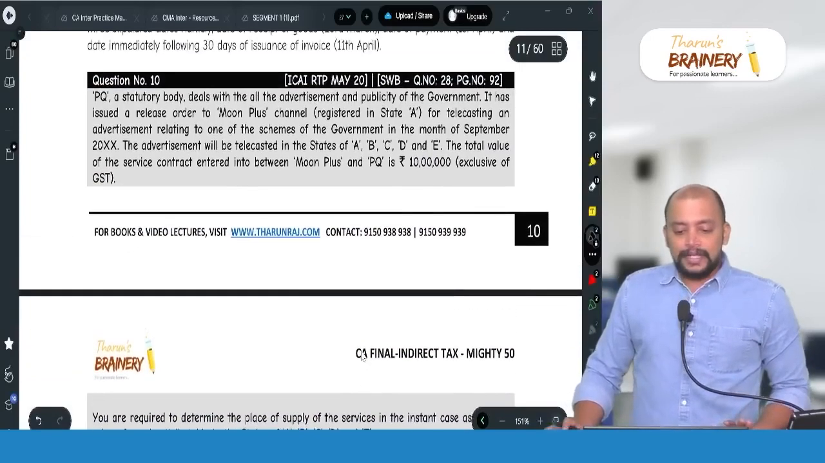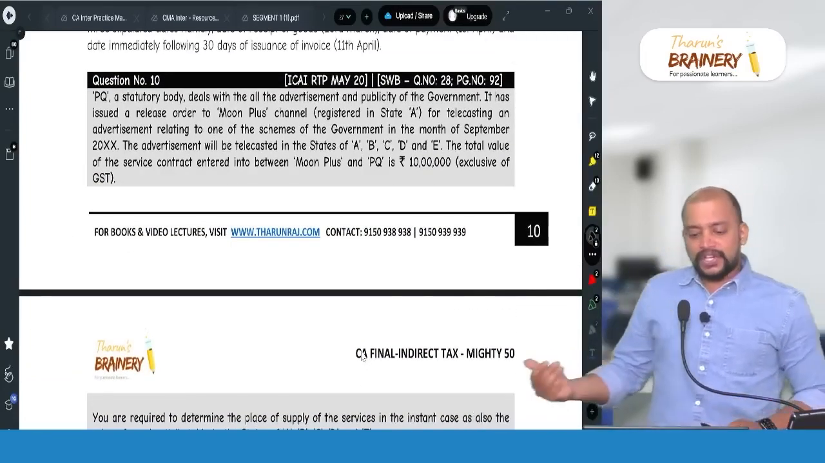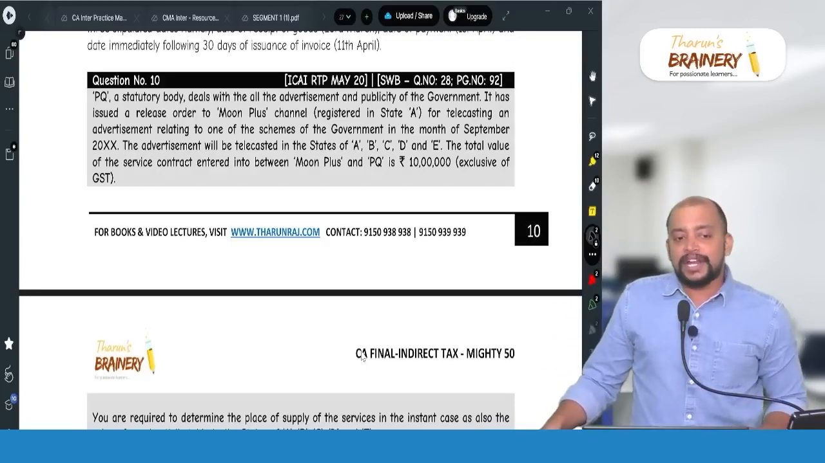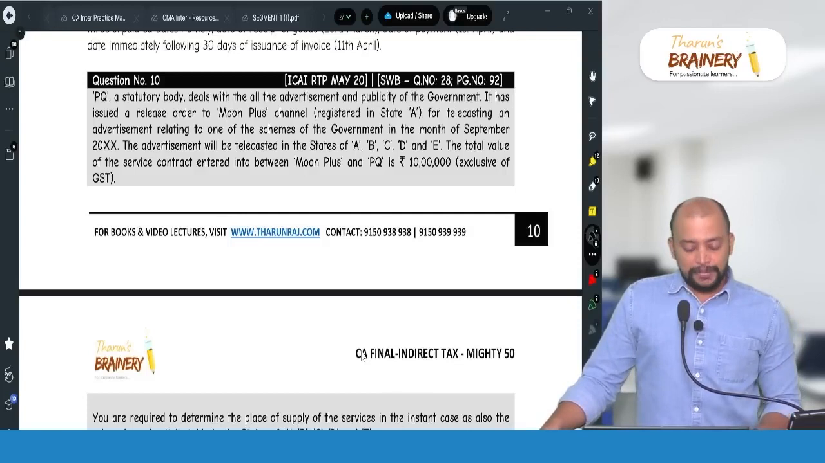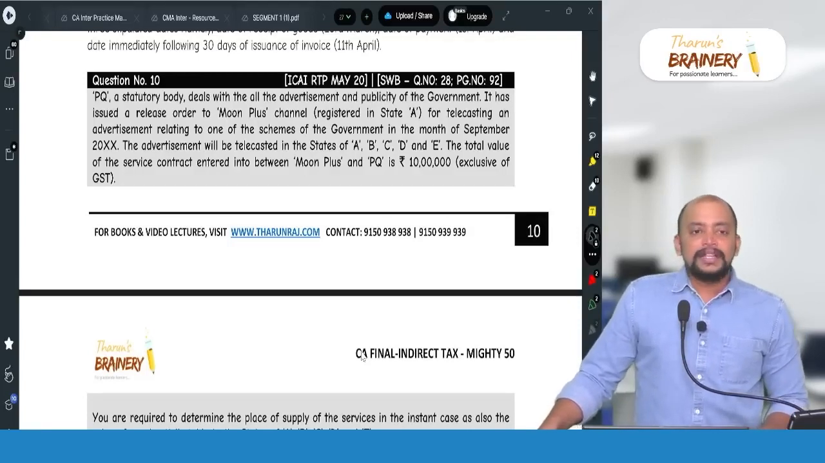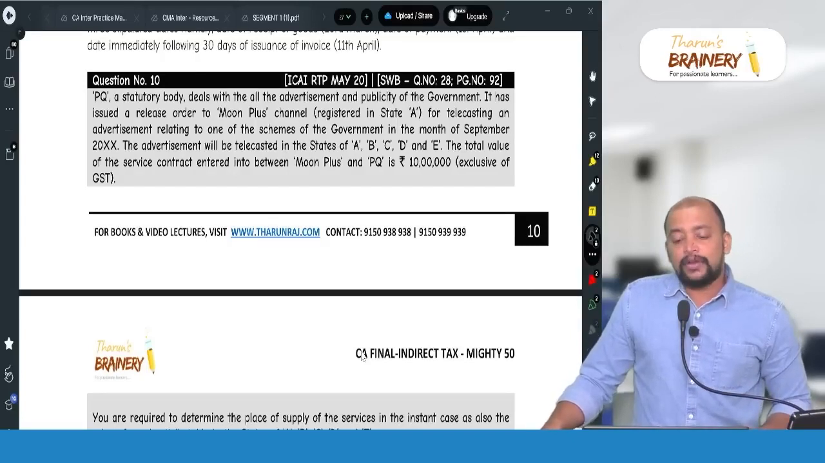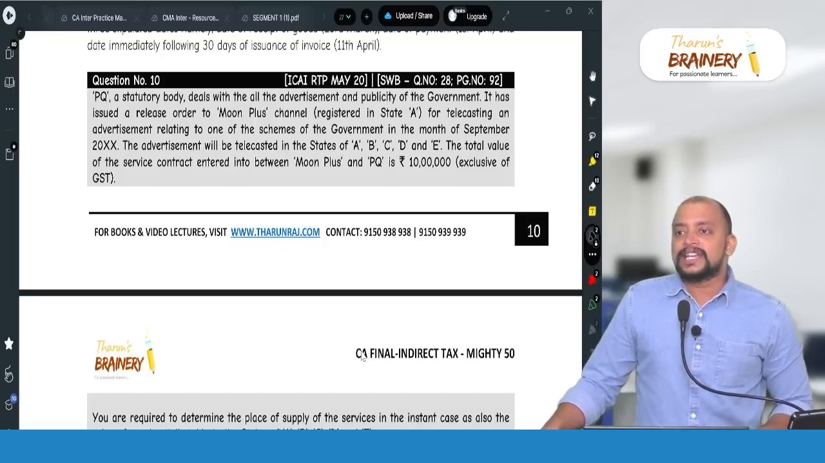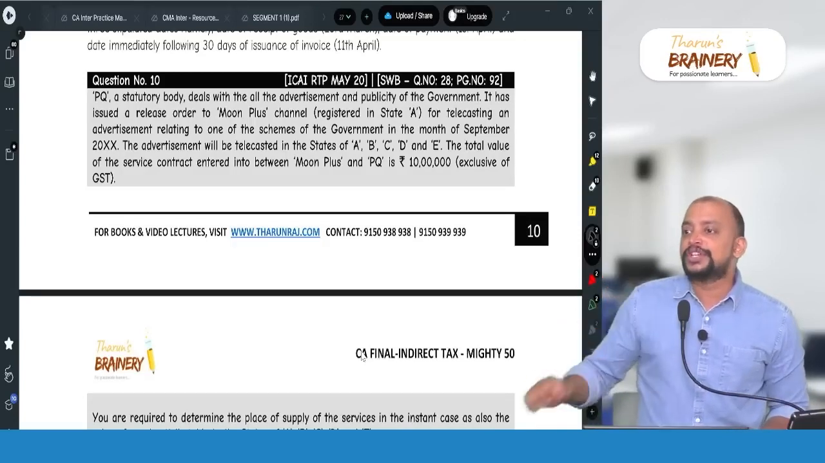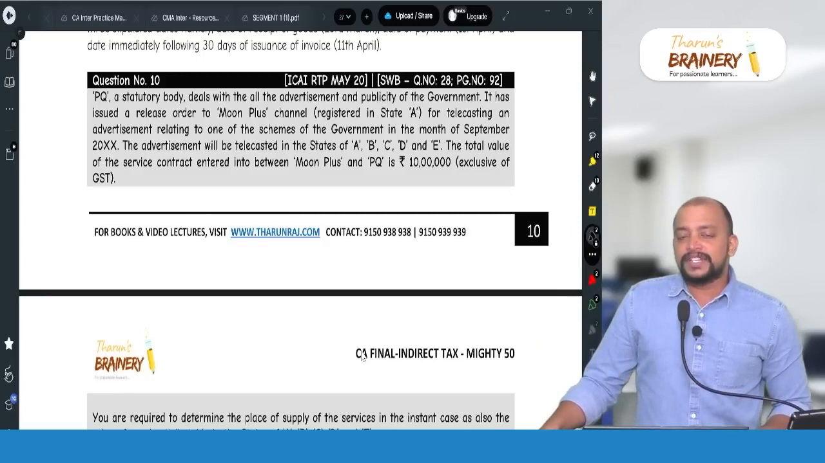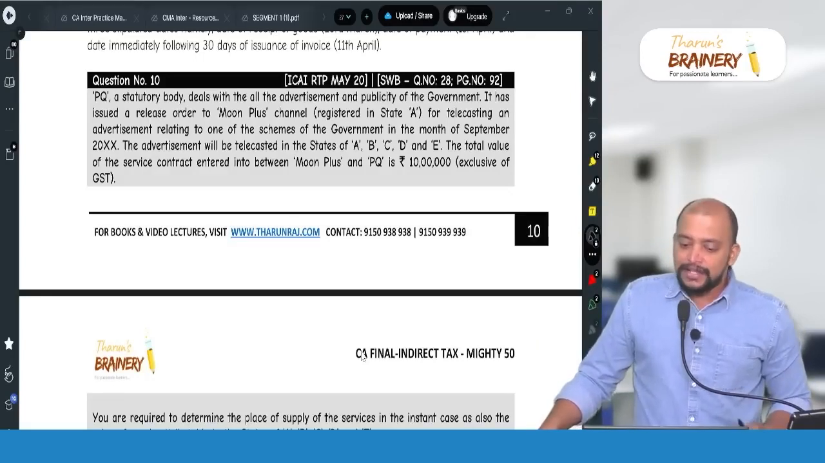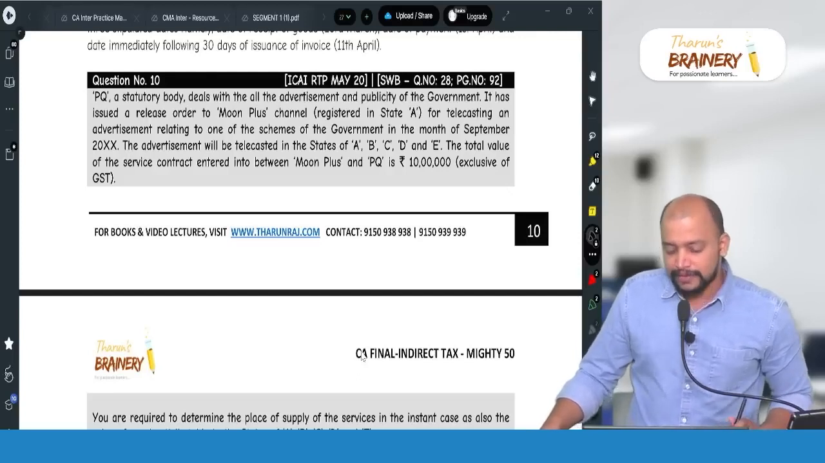Then, the next question, question number 10, this is in place of supply, page number 92. This is an RTP question given in May 2020, but they have not yet tested this in exam. This is related to Rule 3, apportionment under IGST rules. So, advertisement services to government, various basis of apportionment is there. So, this is that question. Have a look into this.